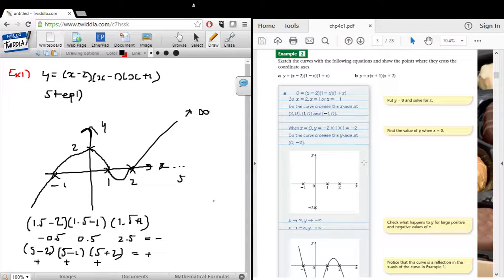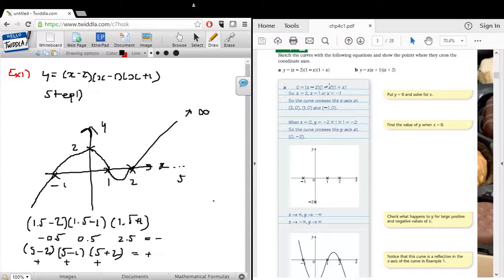Again, just briefly going over this answer. Once again, they've taken the factorized form, and they've extracted the points where y is equal to 0, that's on the x axis.